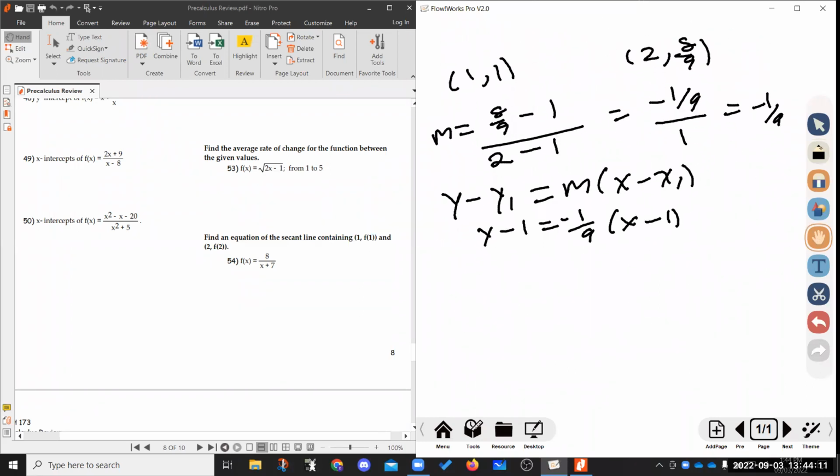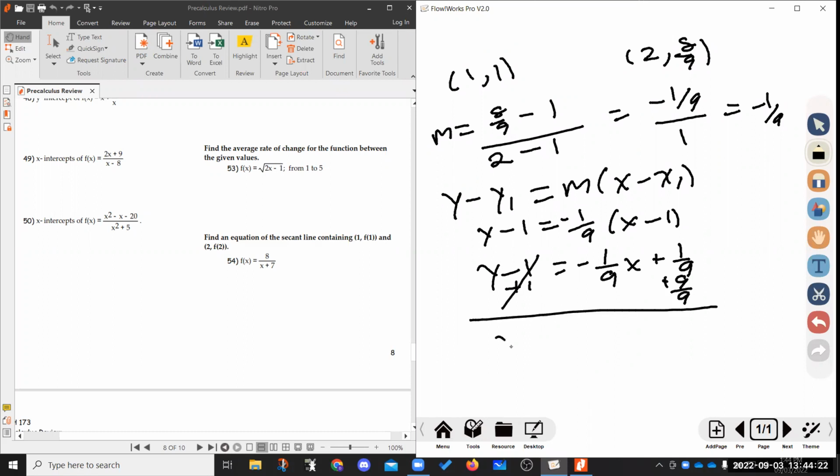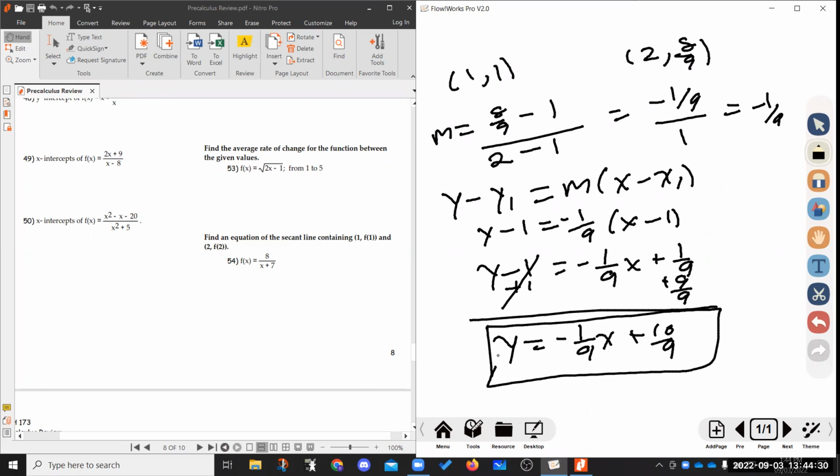I'm going to write it in y equals mx plus b form. -1/9 x plus 1/9. I'm going to add 1. I'm going to add 9/9 as my form of 1. y is equal to negative 1/9 x plus 10/9, and that's the equation of my secant line.